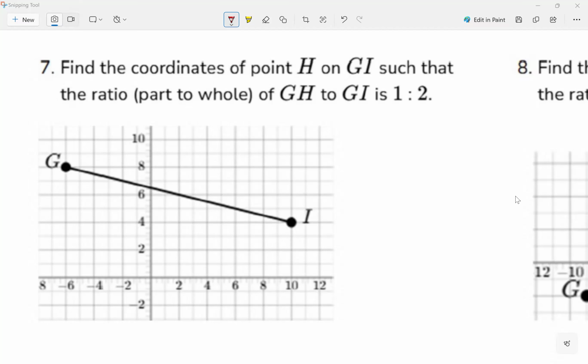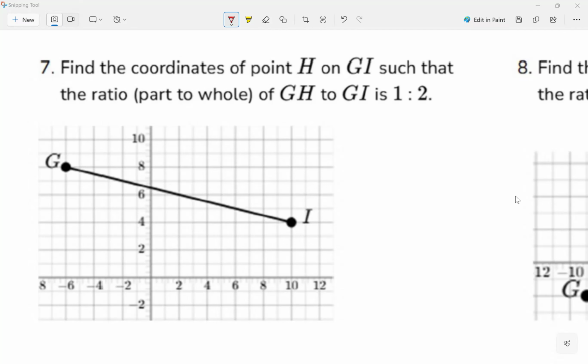All right, so now let's take a look. We're going to be looking at question 7 and 8. It says find the coordinates of point H on GI such that the ratio, the part to whole, of GH to GI is 1 to 2. Okay. Some people are like, what in the world?